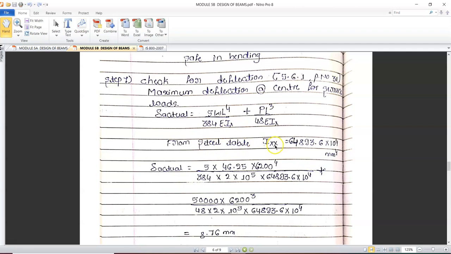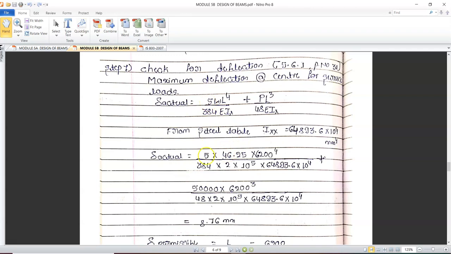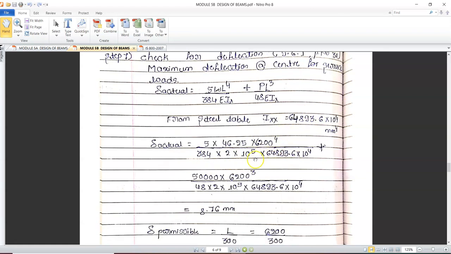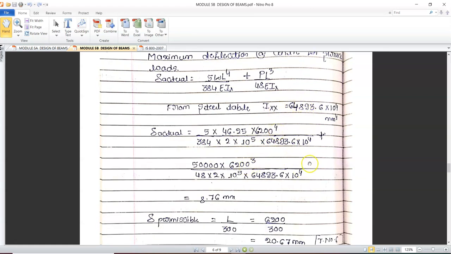Your IXX has to be taken from the steel table. When you refer to the steel table, you'll get the IXX value for the section ISMB 550. Now substituting 1 by 1.5 into 46.25, the length of the beam is 6200, so 384. Young's modulus is 2 into 10 to the power 5, and this IXX is taken from the steel table.